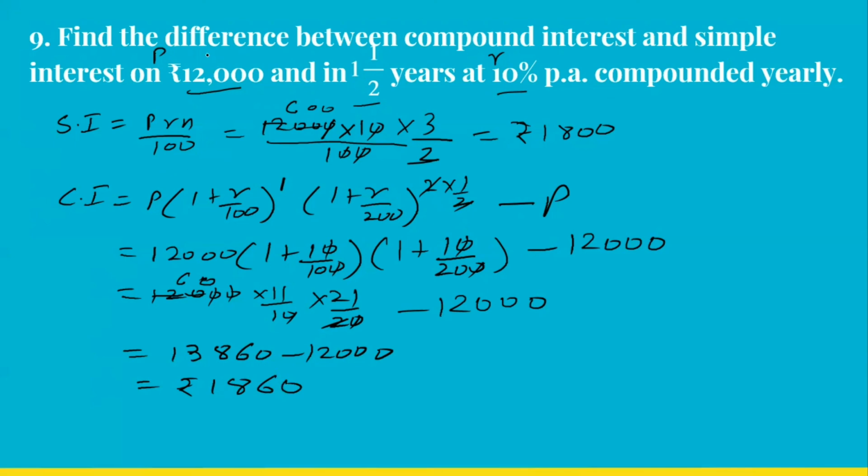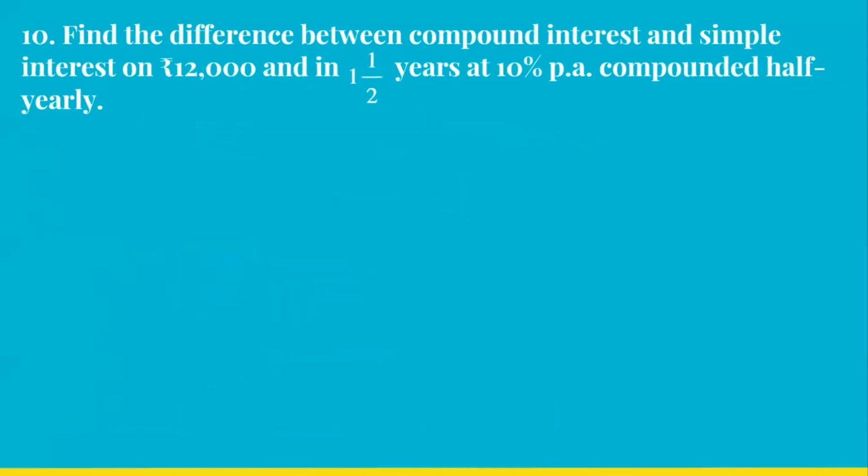Now you are asked to find the difference. So compound interest minus simple interest, that is what you have to do: 1,860 minus 1,800, which you get as rupees 60. Got it? Easy. Let's move on to the last question of this exercise.